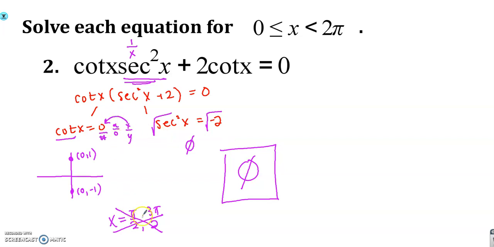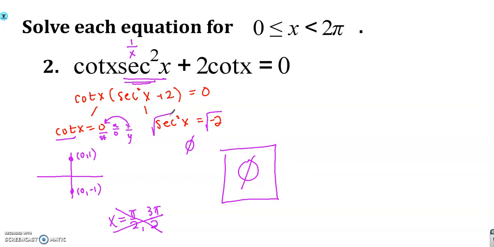Now, let's say on this equation I had gotten like pi over 4 and 3 pi over 4. If you get non-quadrantal answers, you don't have to worry about whether they're extraneous or not. It is only if you get quadrantal solutions and there's another type of trig function in the equation.